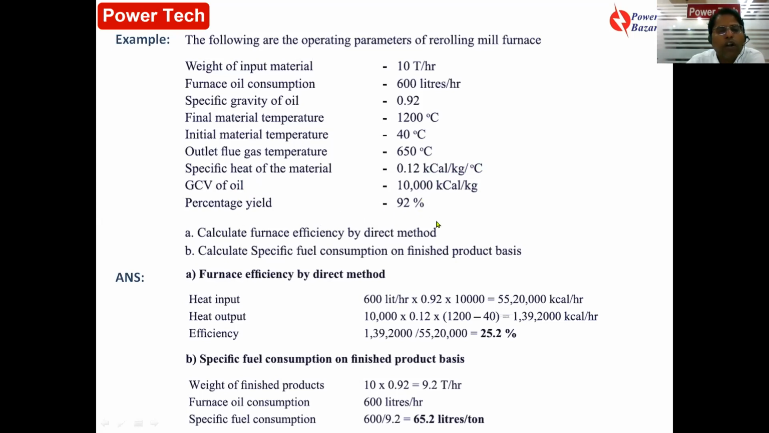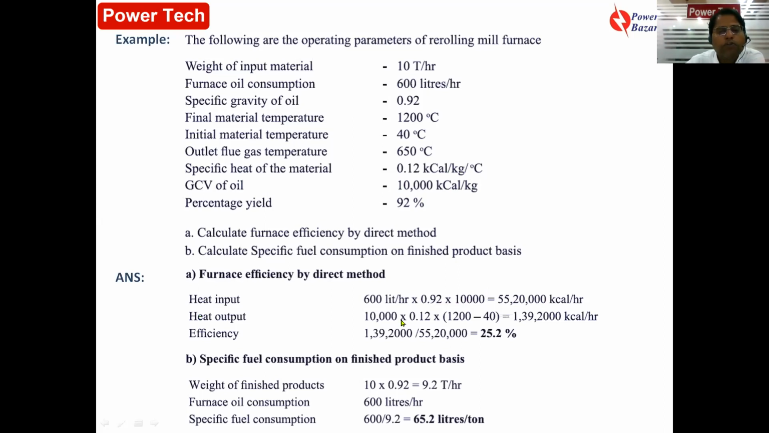So we have to calculate the furnace efficiency by the direct method. What is the heat input? The fuel consumed is 600 liter per hour, times the specific gravity 0.92, which is unitless, times 10,000, because the GCV is 10,000 kilocalories per kg. So 5,520,000 kilocalories per hour of heat is required inside the furnace.